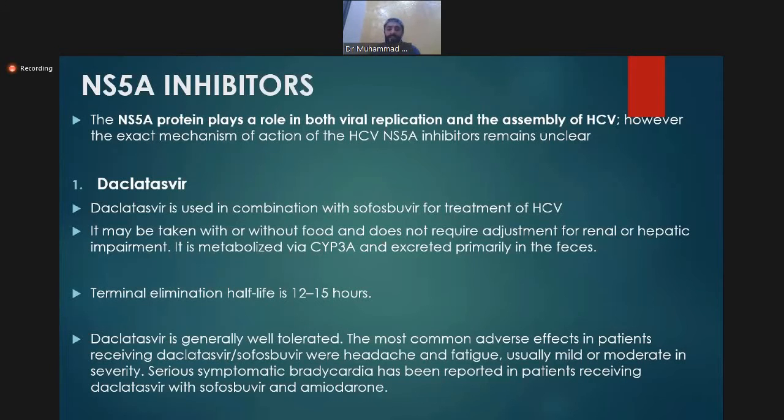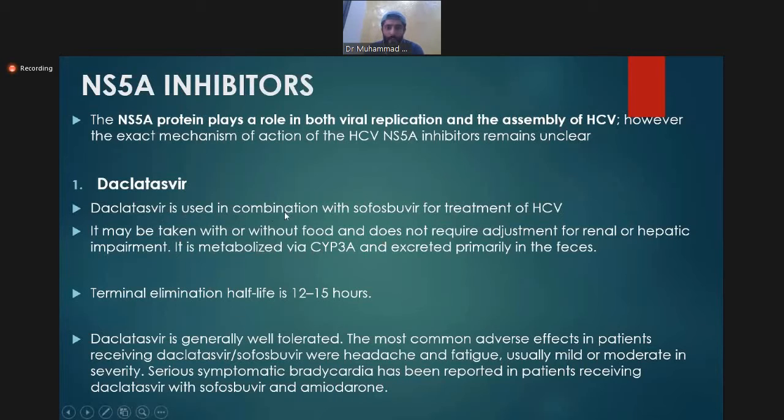So moving on to the NS5A inhibitors, the ones which are ending in SVir. NS5A protein plays a role both in viral replication and assembly of hepatitis C virus. However, the exact mechanism of action is unclear.